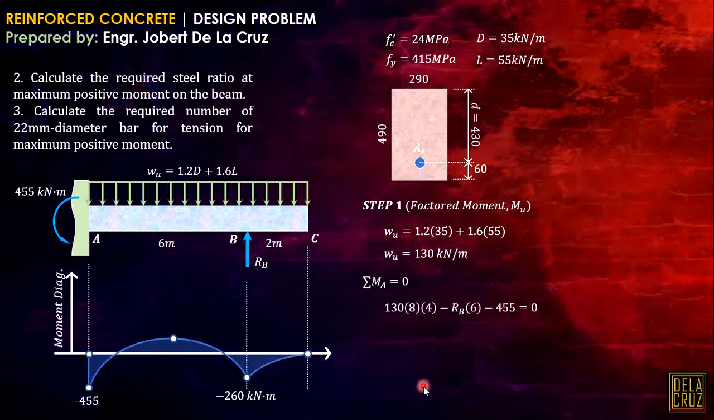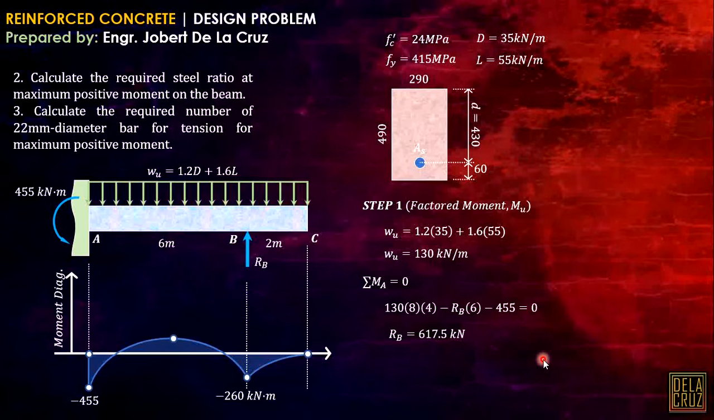So that will be W times 8 times the moment arm of 4. Then this RB will create counterclockwise moment, that will be RB times 6 meters. Then this 455 will also create counterclockwise moment, so minus 455 equals 0. Next we can calculate RB, that is the value.